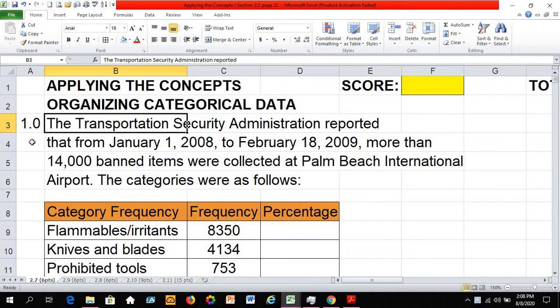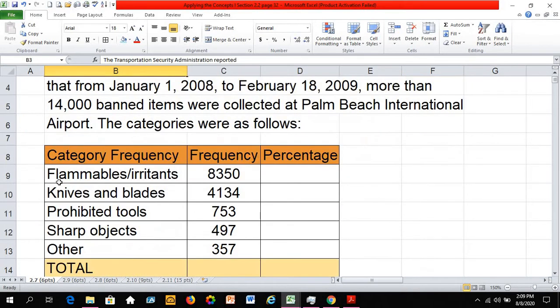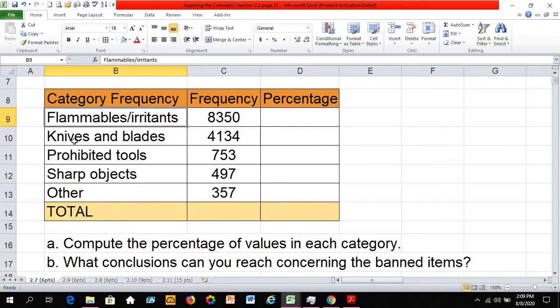The Transportation Security Administration reported that from January 1st, 2008 to February 18, 2009, more than 14,000 banned items were collected at Palm Beach International Airport. So the categories were as follows. There are five categories here presented in table form.